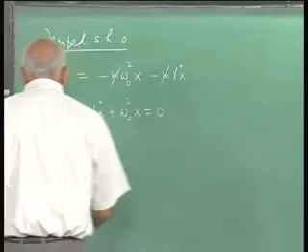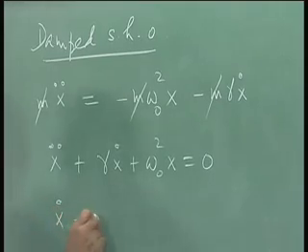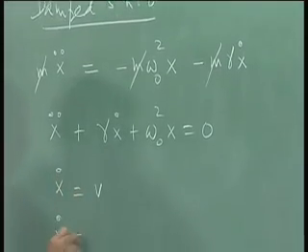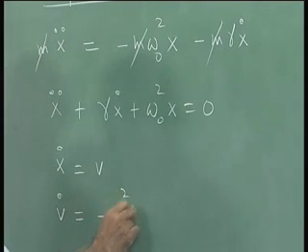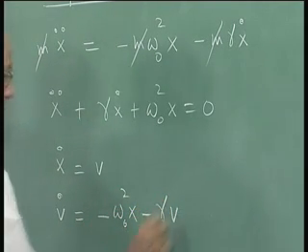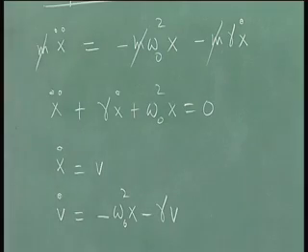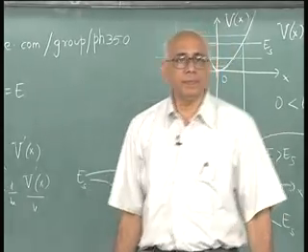Let us rewrite this as x dot equals v and v dot equals minus omega naught squared x minus gamma v. Well, that is our set of equations.